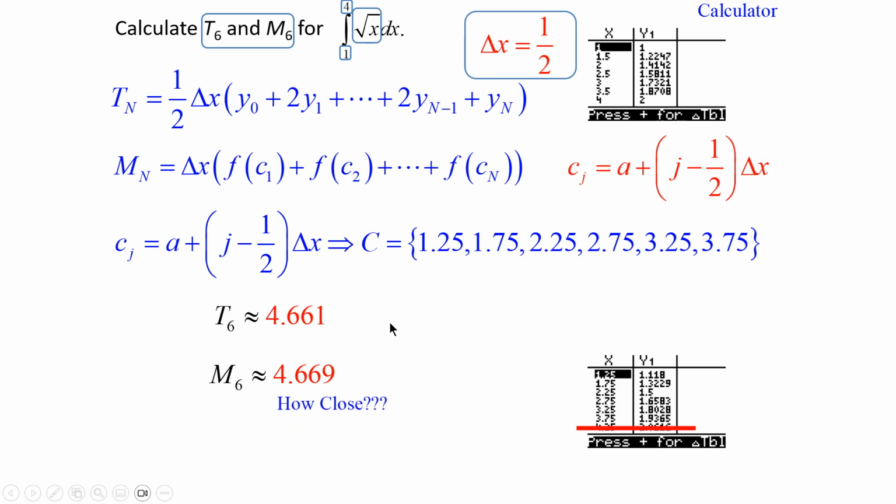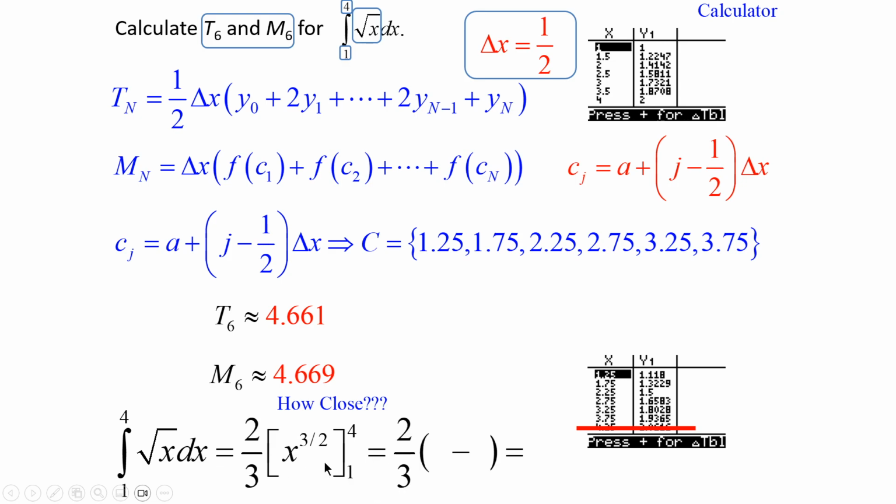How close are we? Are you guys curious? Well, let's do it the regular way here. So I've got x to the 3/2 over 3/2, multiplied by 2/3. And that's going to equal, by the fundamental theorem of calculus, square root of 4 is 2 to the 3rd power, that'd be an 8. Square root of 1 is 1 to the 3rd power, that's a 1. So I see a 14 over 3. Okay, well, gosh, I'd like the decimal here. So 3 goes into 14 4 times. That's 4 2/3. What do you guys think? 4 2/3. Pretty close, huh?